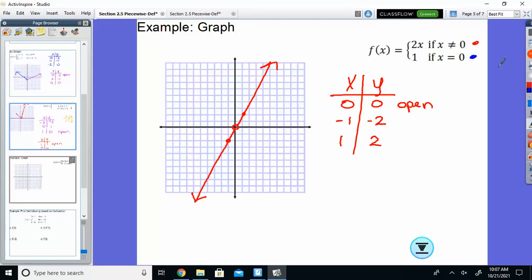Alright, second piece, 1 if x equals 0. What would that be? Just a single point. When x is 0, we get out 1. So we can see this passes the vertical line test because the one place I have that circle, we had an open circle underneath it. It's still a function, so we're good. All right. Any issues with this stuff so far?